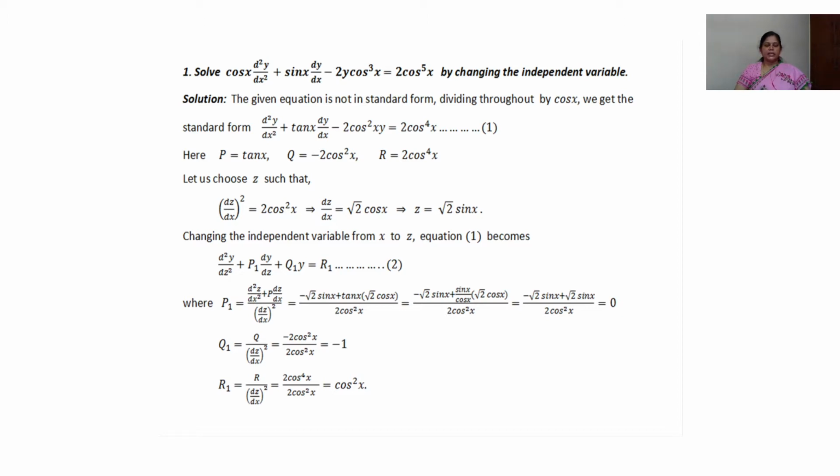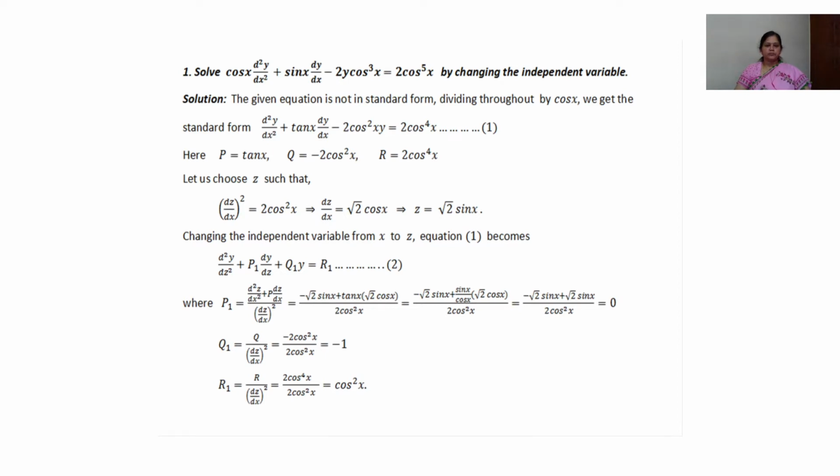So we'll get tan x dy/dx minus 2y cos²x, because cos³x by cos x is cos²x, is equal to the right side value 2 cos⁵x by cos x, which is 2 cos⁴x. So from this, the p value is tan x, the q value is minus 2 cos²x, and r is equal to 2 cos⁴x.